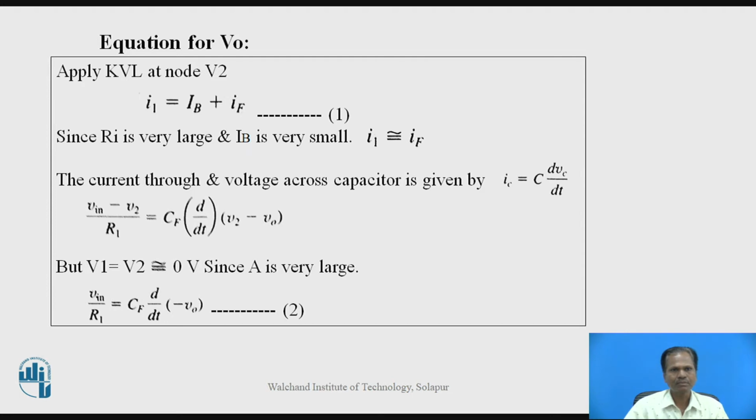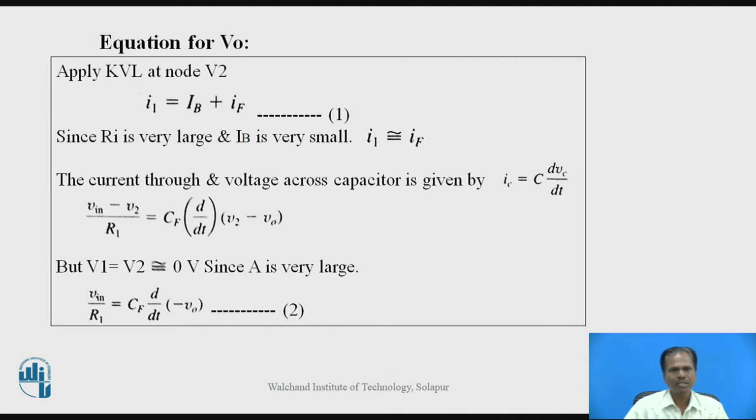So let us substitute the value of current in terms of voltage and resistance. For I1 we can write (Vin minus V2) upon R1. That is equal to, for IF we can write current flowing towards capacitor CF, C into derivative of (V2 minus VO). But the voltage at non-inverting input is 0 volt. So voltage at inverting input V2 is also 0 volt.